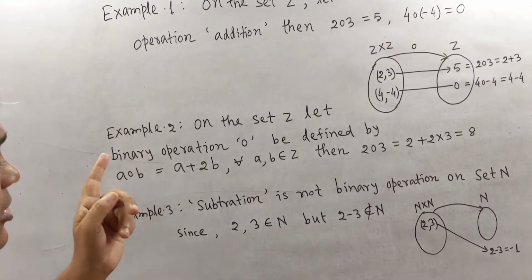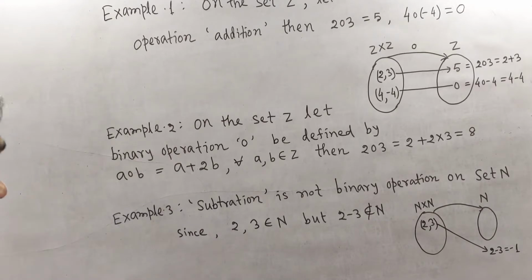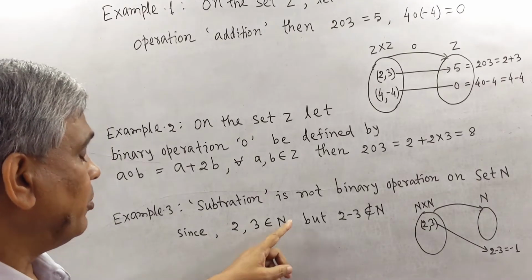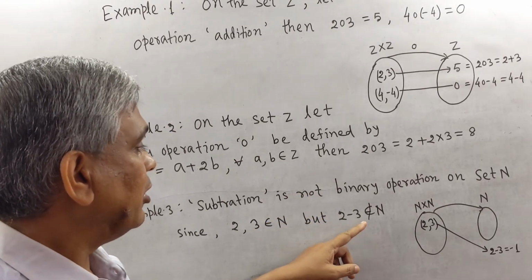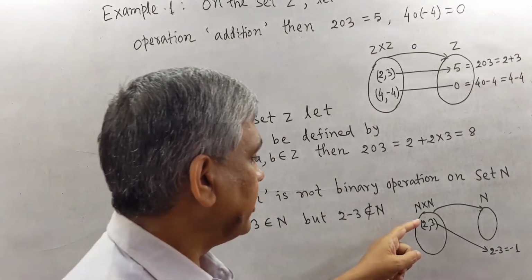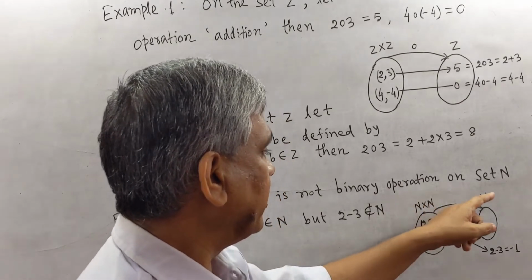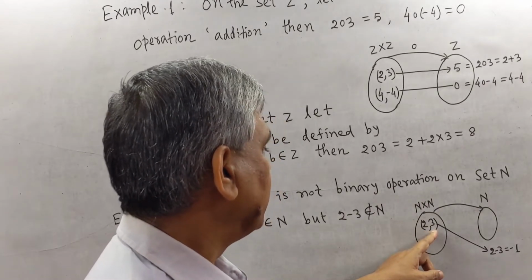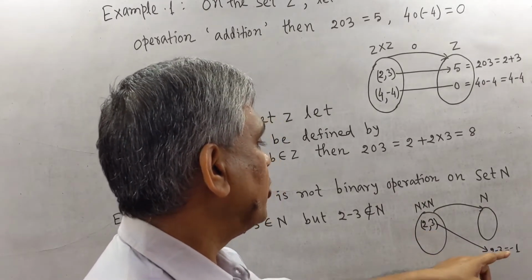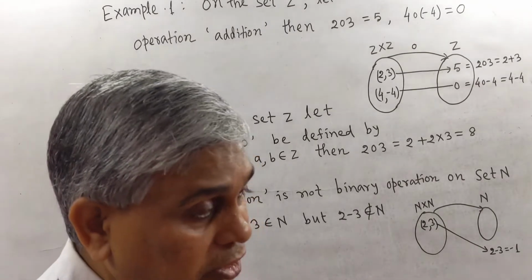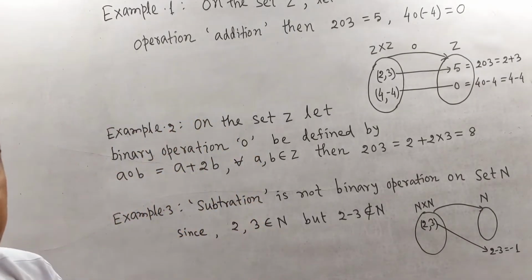Example 3. Subtraction is not a binary operation on the set of natural numbers, since 2, 3 belong to N, the set of natural numbers, but 2 minus 3 equal to minus 1. This does not belong to N. So here N cross N is the domain and N is the codomain. The image of (2, 3), that is 2 minus 3, which is minus 1, does not belong to N. So subtraction is not a binary operation on the set of natural numbers.